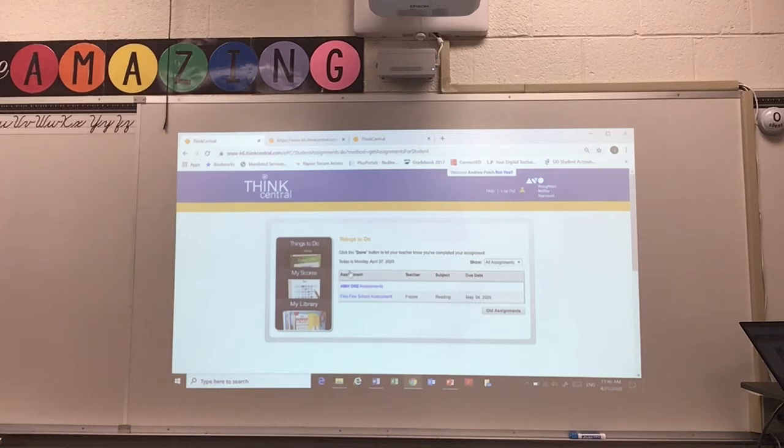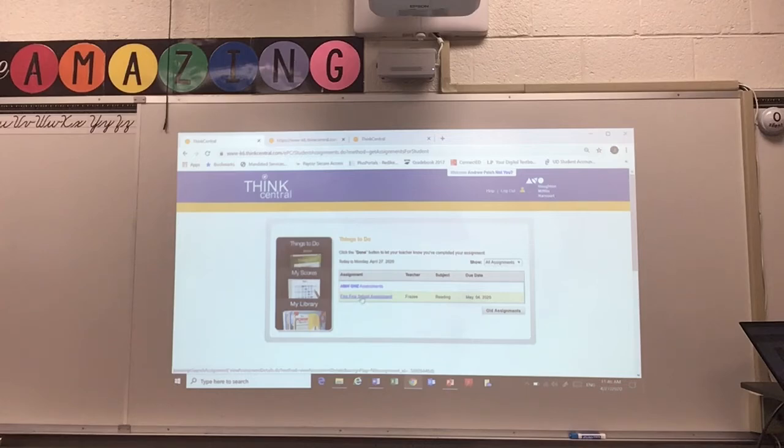And you can see that there is an assessment right here. It says Find School Assessment. This is actually the first story in our reading book. You're just going to click. See how when I hover over Find School, it kind of gets bold and there's a line under it? That's a hyperlink. That means if you click on it, it'll take you to the assessment.